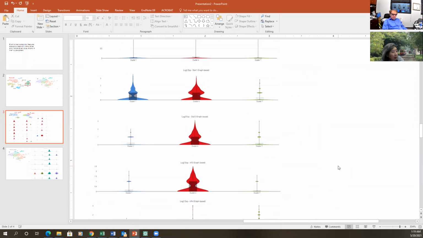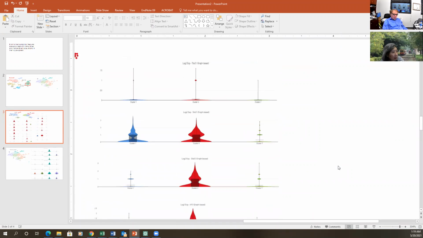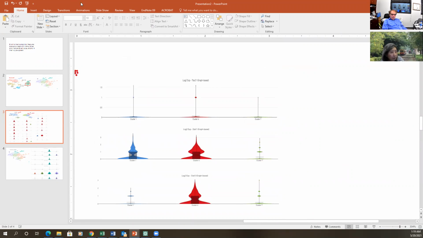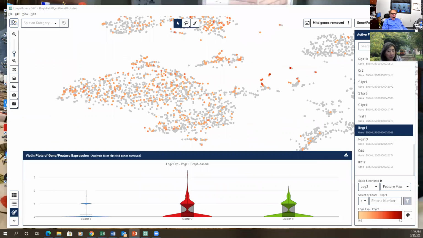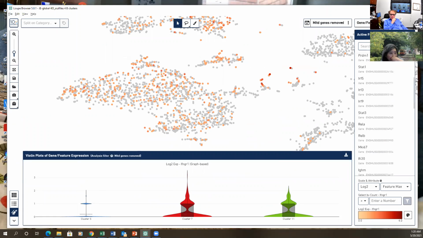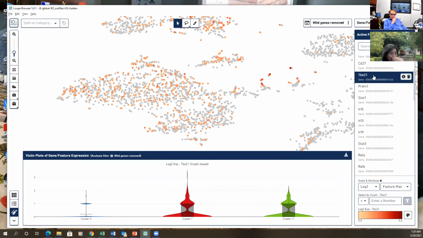All right, so now I'll let you tell me. TBX21. So the first one, TBX21. I think we got it. Is this knockout? This is knockout. Unfortunately, it's just so low.